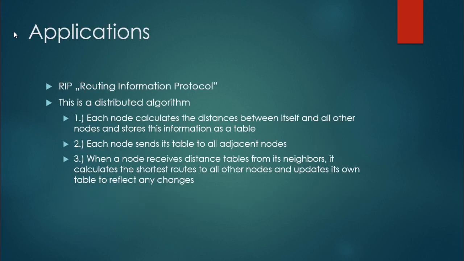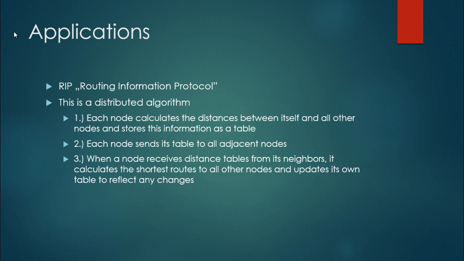As for applications, we can use it in RIP, the Routing Information Protocol. This is a distributed algorithm. Each node calculates the distances between itself and all other nodes and stores this information as a table. It is a networking protocol and a networking algorithm, so that's why it's important. In the second step, each node sends its table to all adjacent nodes. When a node receives distance tables from its neighbors, it calculates the shortest routes to all other nodes and updates its own table accordingly in order to reflect any changes.